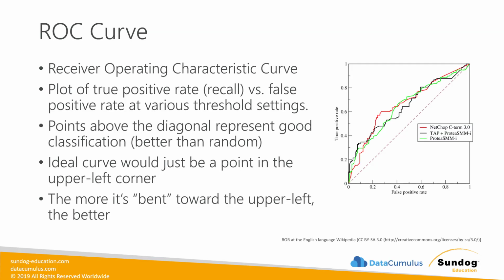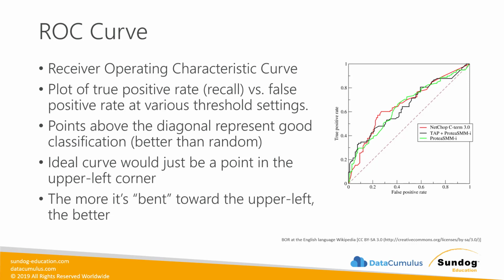Another way of evaluating your models is the ROC curve, that stands for Receiver Operating Characteristic Curve. And what it does is plot your true positive rate, or your recall, versus your false positive rate at various threshold settings in your model. So as you choose different thresholds of choosing between true and false, what does that curve look like?